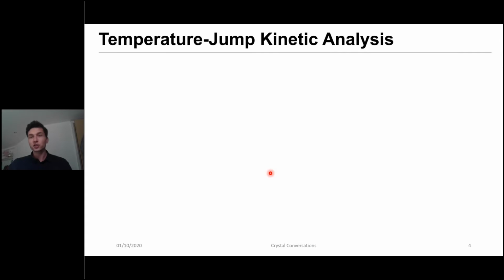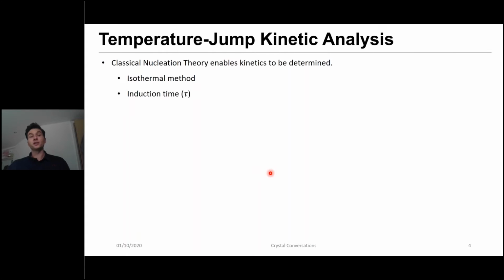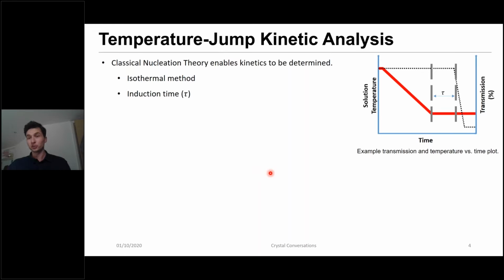If we look at a traditional method by which we can determine nucleation kinetics, we can use something like classical nucleation theory. We can do the standard isothermal method, where we might use the temperature jump method, which a lot of you probably know. We have a solution that's held at an undersaturated state. We then rapidly cool to a set supersaturation. After that set supersaturation is achieved, we wait until crystallization occurs, and this gives us our induction time, our time lag to which nucleation occurs. It works on the principle that the supersaturation is inversely proportional to this induction time, which in itself is inversely proportional to the rate of nucleation.